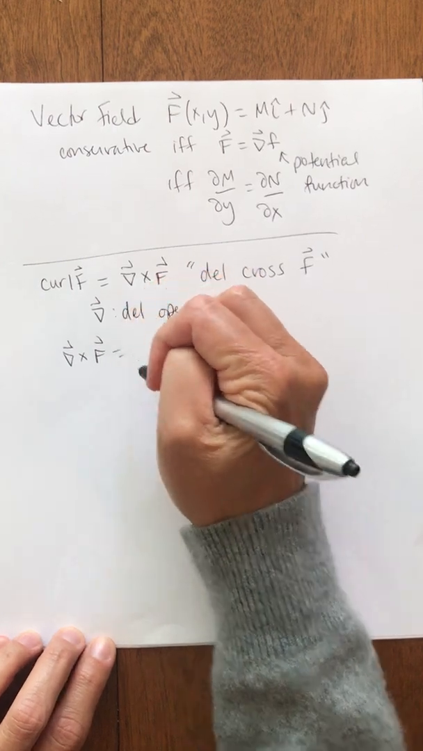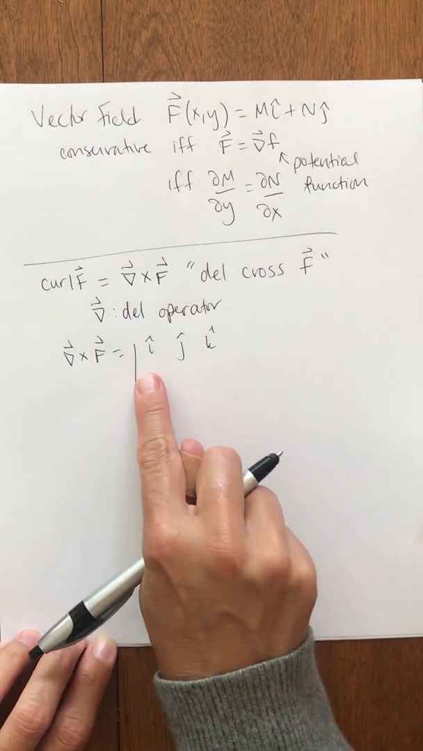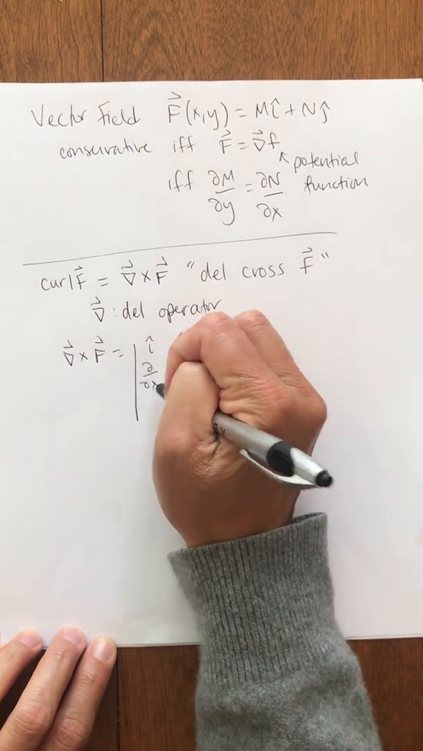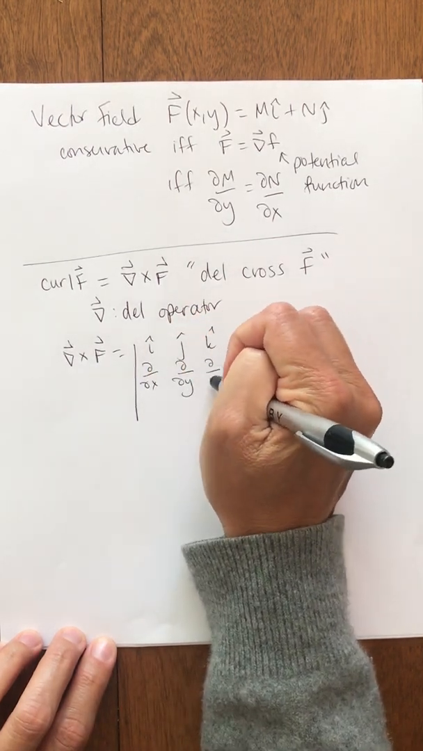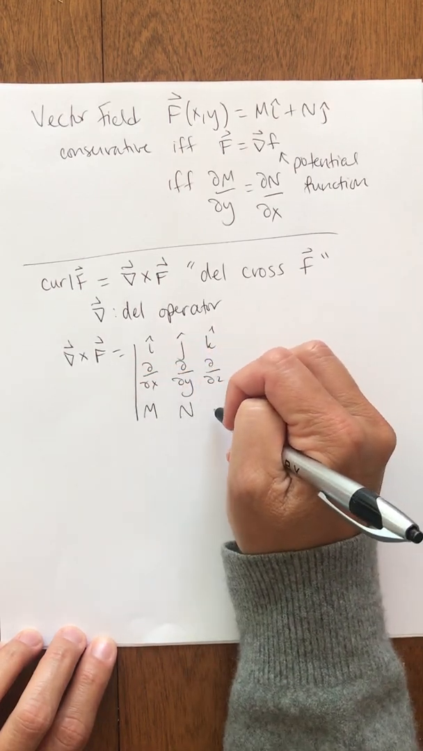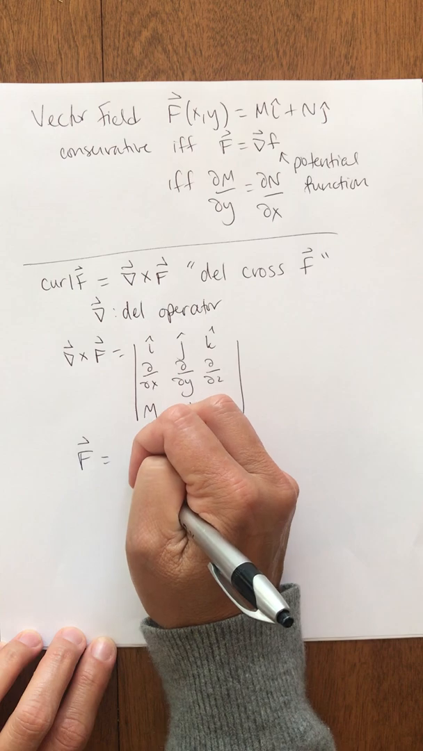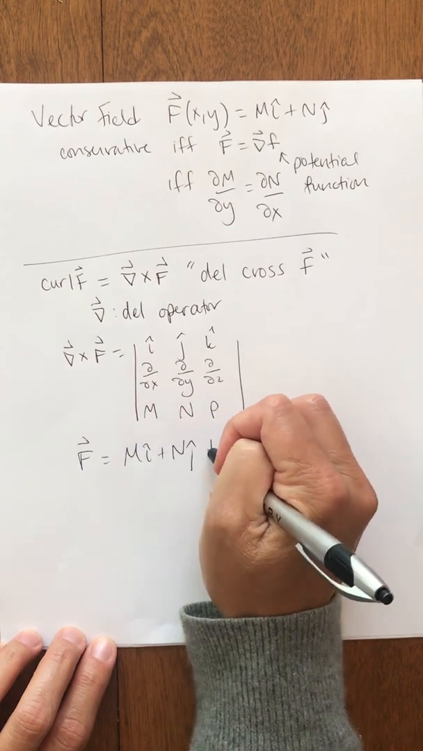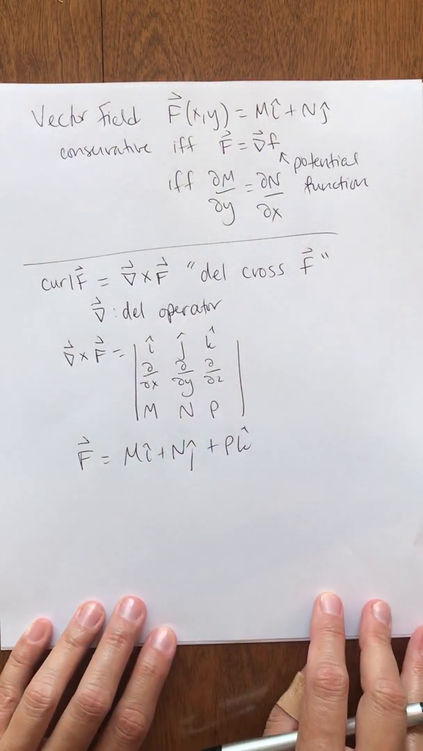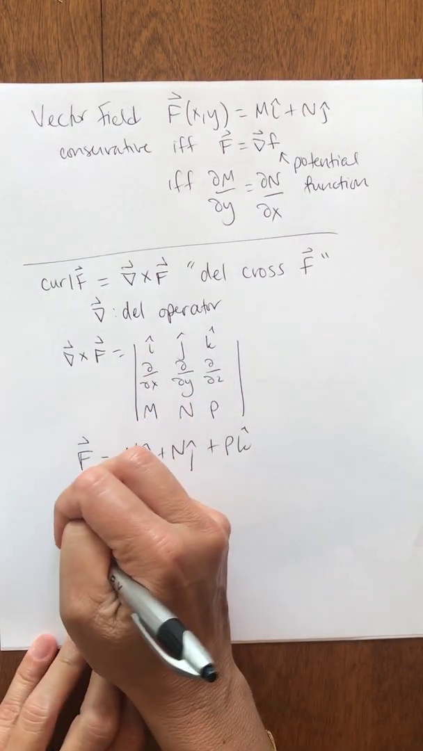So if we're going to come up with del cross f, we're going to throw this in a matrix. So we have i hat, j hat, k hat. This will give us a vector when we're done. Next, we're going to put the del operator. The del operator is defined to be the partial derivative with respect to x, the partial derivative with respect to y, and the partial derivative with respect to z. And then we have the components of our vector field, m, n, and in this case, we'll do p, because we're going to need a 3-dimensional function. So f is going to be m i hat plus n j hat plus p k hat.